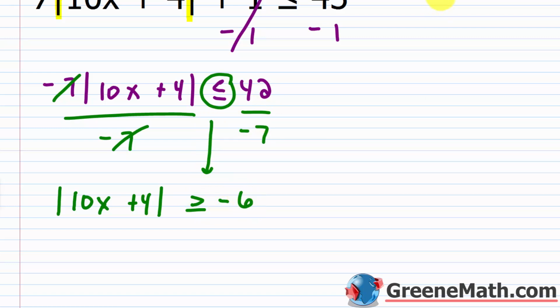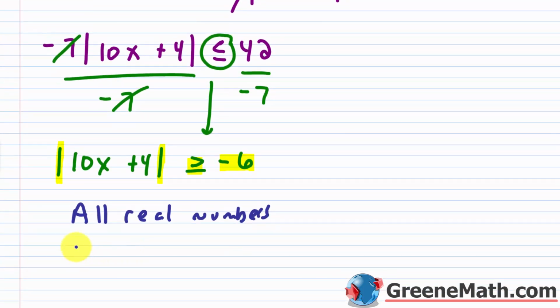Now, you can stop here. The absolute value operation is isolated, and it's greater than a negative value. What did we say about that? The absolute value operation is always going to be 0 or some positive amount. So it will always be greater than negative 6. So this is true for all real numbers. So you can stop and say all real numbers.